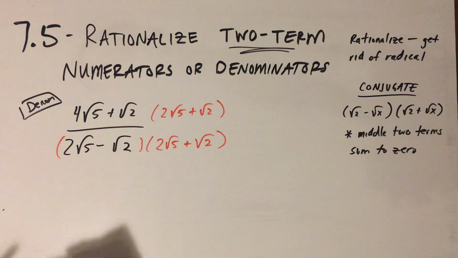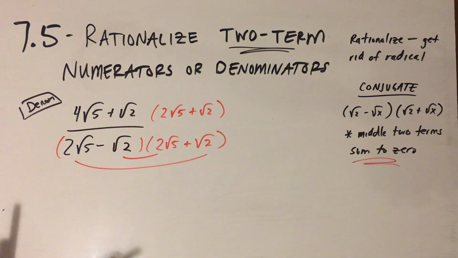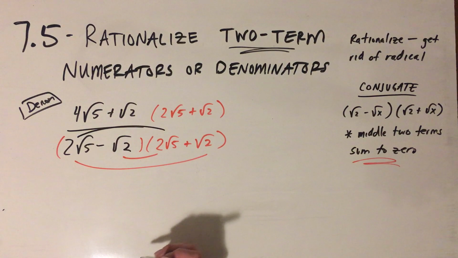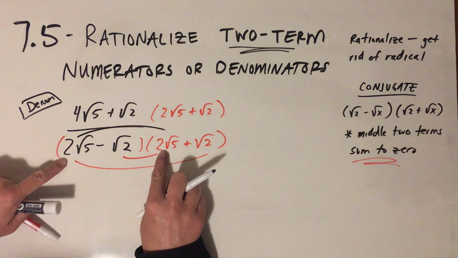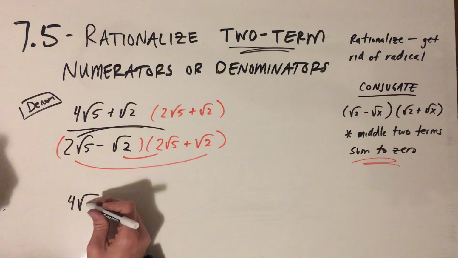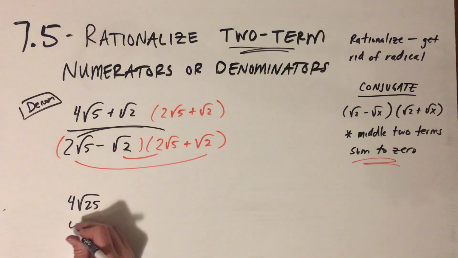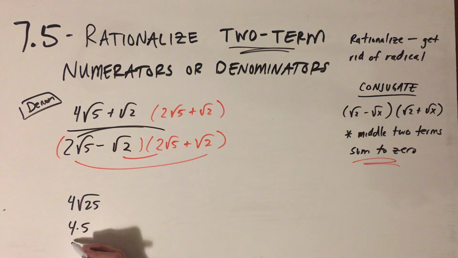And I know, I'm so smart that I know this, when I do these middles, they're going to sum to 0. Remember, that's why we use the conjugate. So I'm only going to do the first times each other and the last. Well, on the outside, I have 2 times 2. That's going to give me 4. The square root of 5 times the square root of 5 is the square root of 25. But the square root of 25 is just 5. So 4 times 5 is going to give me 20.